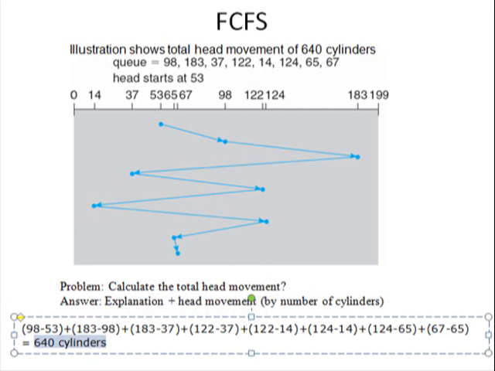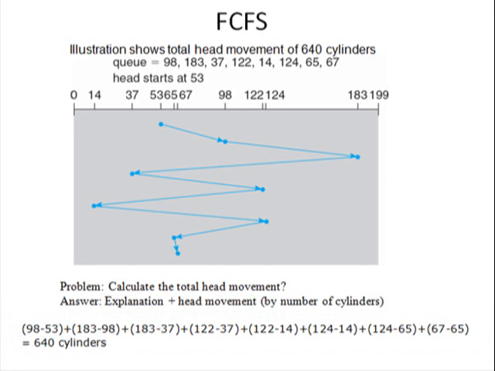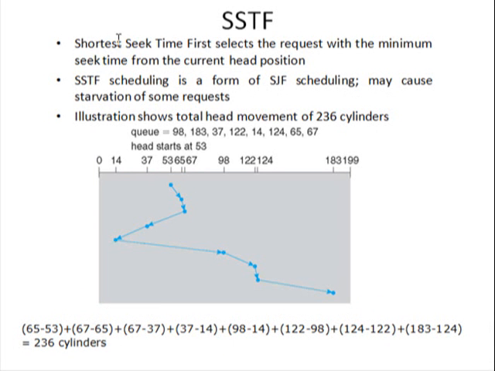The next algorithm which we will see is shortest seek time first, or SSTF in short. Shortest seek time first selects the request with the minimum seek time from the current head position. It's a variation of FCFS, and you can treat SSTF as a form of SJF, that is shortest job first scheduling. It selects the request which causes the head movement by the smallest amount. Hence the name is shortest seek time first.